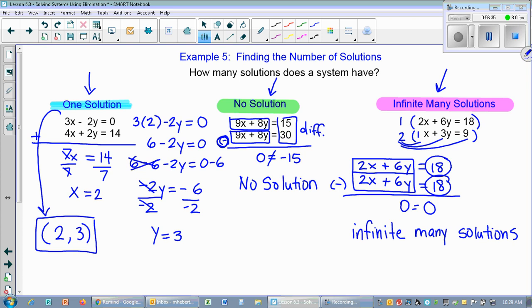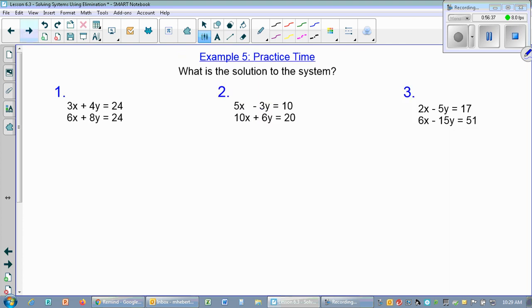So at this time, I want you to go ahead. We're going to do practice 5, example 5 practice time. So again, you will pause your video. You will solve these 3 problems. When you feel like you have the answers and are ready to check, you will press play, and then you'll resume the video and check to make sure you did okay. So now I'm going to go ahead and solve these. So at this time, please pause the video.